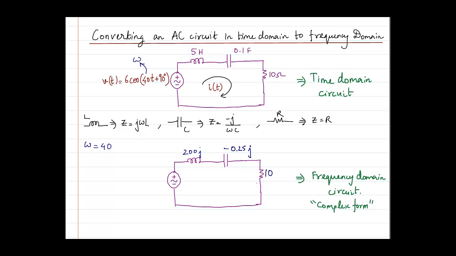Now always there is a confusion about what should be written as the units here. Should we write Henrys for this one, Farads for the capacitor, and ohms for this one? No. Impedance, all impedance values are always written in ohms. So what you have to do is 200 J ohm, minus 0.25 J ohm, 10 ohm. So the elements are all converted. These are the only three elements that can come: an inductor, a capacitor, a resistor.